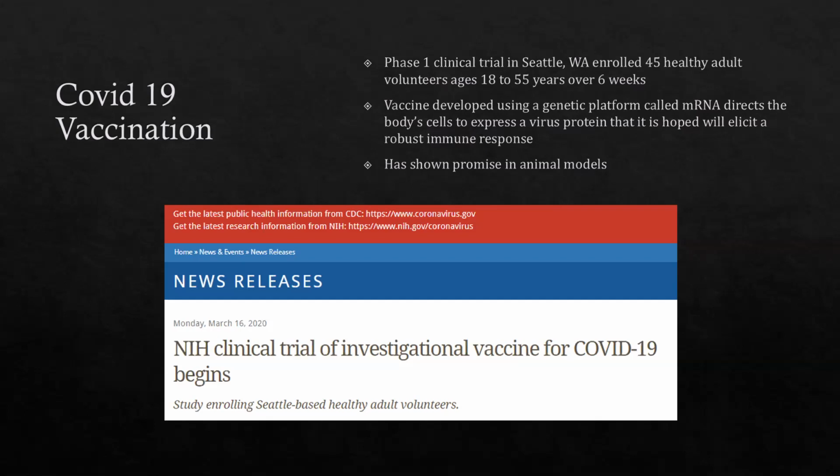And that's where we're at with vaccination. So hopefully something coming down the road, and they're monitoring for side effects as well.